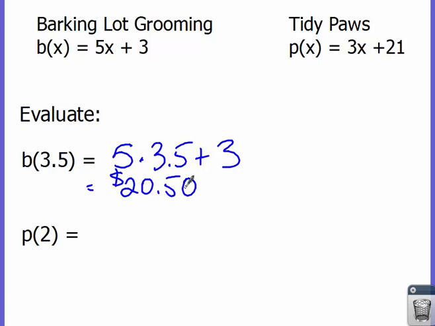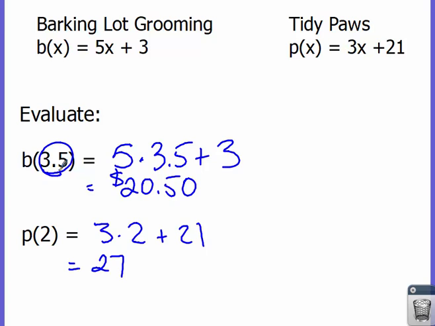Now the next one says, what if we went to Tidy Paws and we only did 2 hours? So that's what this one stands for. Use the p function in order to do this one. So this would be 3 times 2 plus 21. So 3 times 2 gives me 6, plus 21 gives me 27. So to evaluate a function, all we're really doing is taking whatever value is inside our parentheses here and plugging it into the equation.